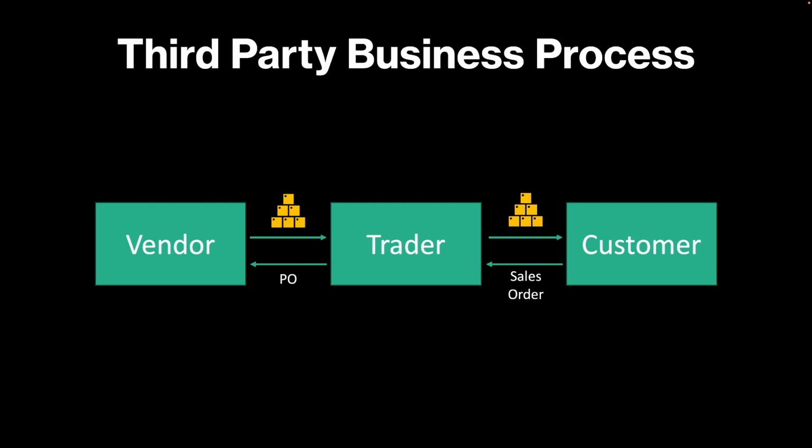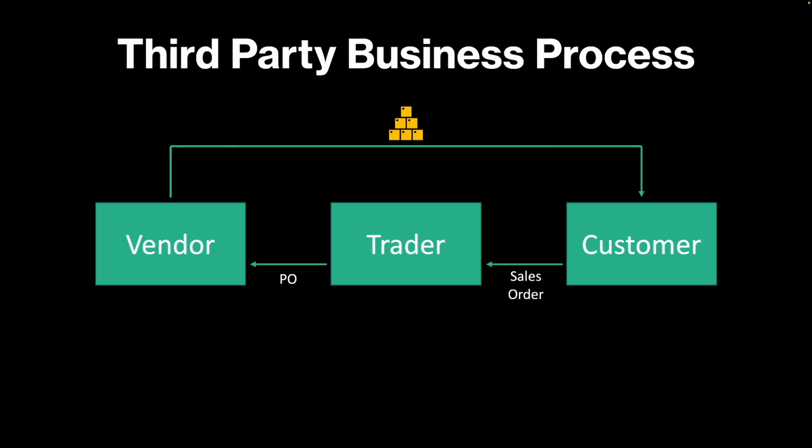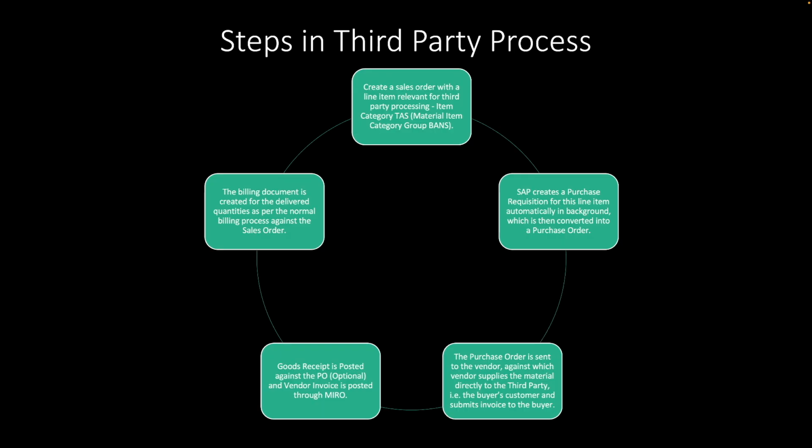So rather than going to this conventional process of receiving the material from the vendor and then supplying it to the customer, what you can do is you can directly ask the vendor to supply this material to your customer. So in this way, against the purchase order, the vendor will supply the material to the customer, and hence you will not have to keep the material in your stock, and you will not have to bear the cost of transportation of these goods from your warehouse to the customer's warehouse. So this kind of an arrangement where the vendor supplies the material directly to your customer is called a third party process. So now let's see what all steps you will have to do in SAP to do this process.